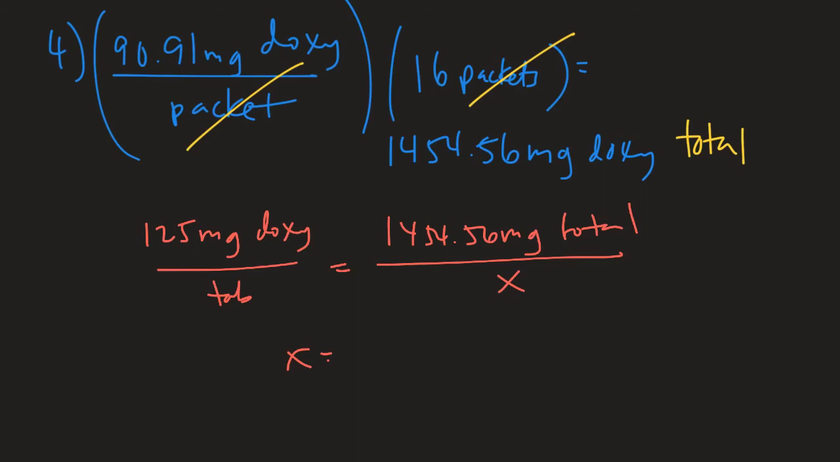Setting up the ratio where doxy's on top, tablets are on bottom. So 1456 divided by 125 gives you 11.6 tablets. But don't fool around with 0.6 of a tablet, just round up to 12 tablets. We're going to use 12 tablets.